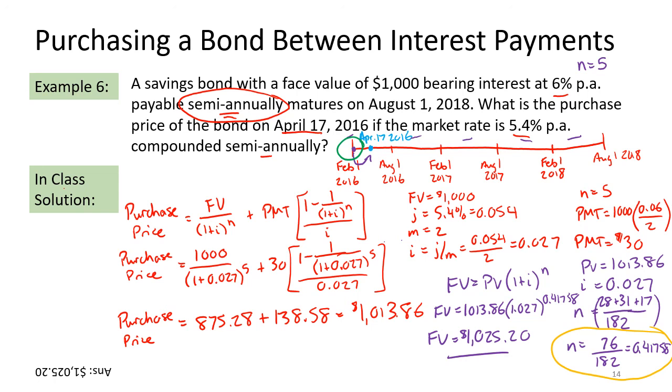So what you'll see in these questions is that it will not be a full period, because you're always going just to the period before and then doing a partial calculation to move it forward. Okay, so you will notice in that case that n will be a decimal place. All right.